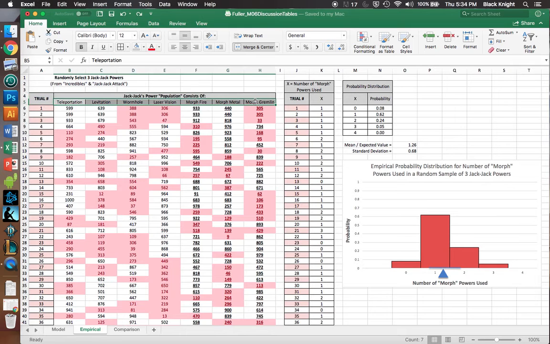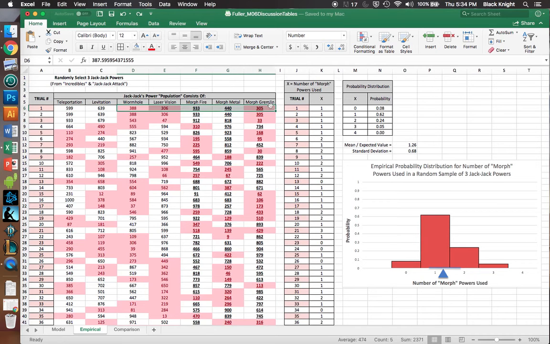I had all the different powers laid out, and then just like in the instructional video, I used the rand function multiplied by 1,000 and eliminated the decimals just to make everything easy to look at. I assigned some conditional formatting to make them pop red. I thought that fit well with the Incredibles theme. Then I took the lowest three numbers as our sample.